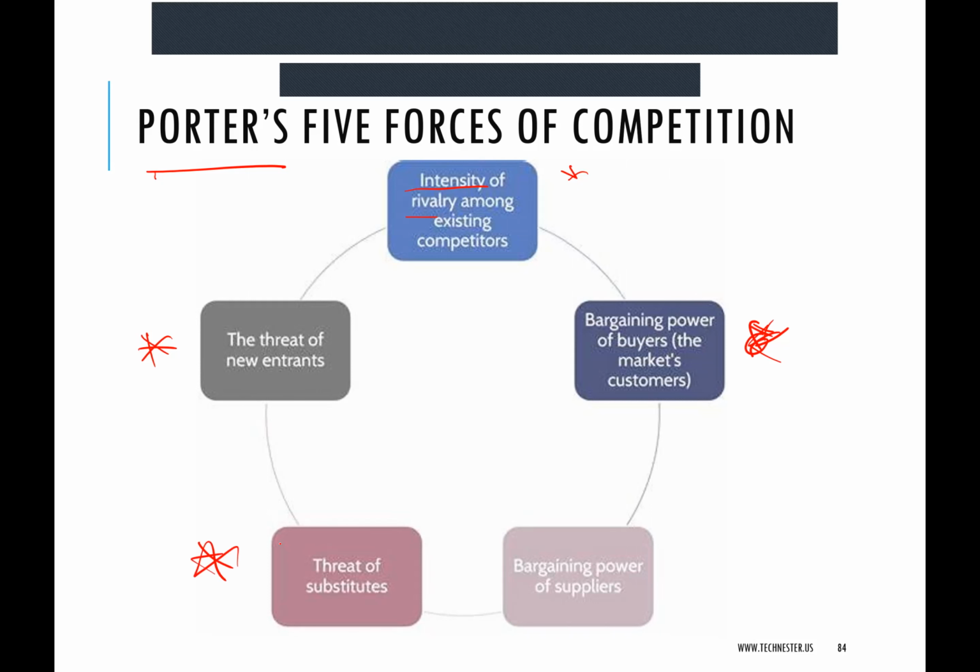Threat of substitutes. Are there substitute products? Are they products that people can use instead of your product? So you have to consider that.